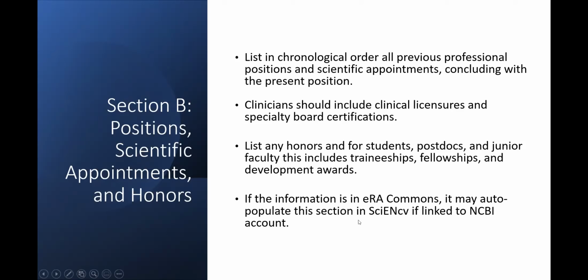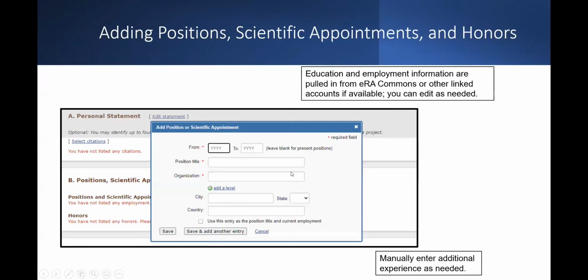Again, if this information is in eRA Commons, it may auto-populate. Always double check to make sure everything is there and everything is correct. Or you can add it directly into SciENcv. By adding in the different choices, it will ask you, what was the title? Where was it? When was this happening? Things like that.